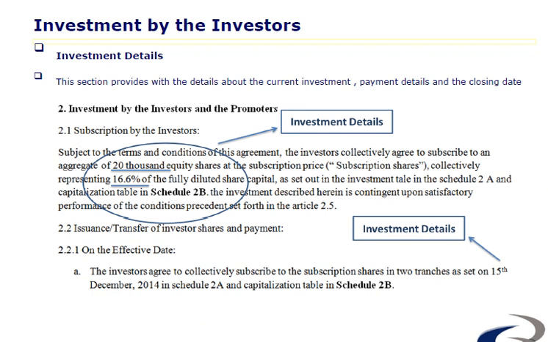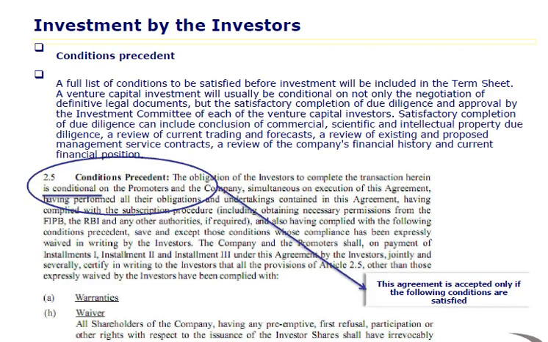This section provides the details about the current investment. What is the current investment of the company, and what is the subscription by the investors? Let's say there are 20,000 equity shares offered to the investor for an investment of 16.6% of the fully diluted share capital. So this is it, and the investment details, with 15 December 2014 as the cutoff date, are in Schedule 2A and the capitalization table in Schedule 2B.